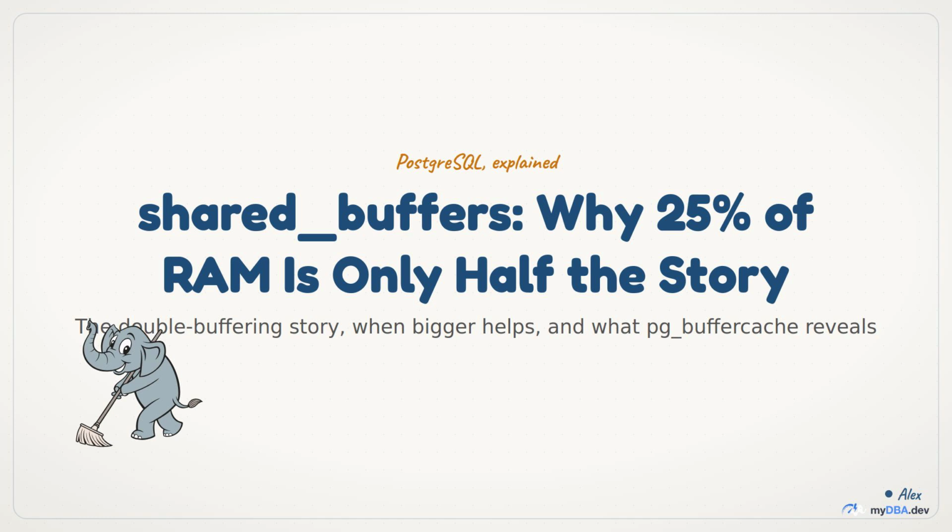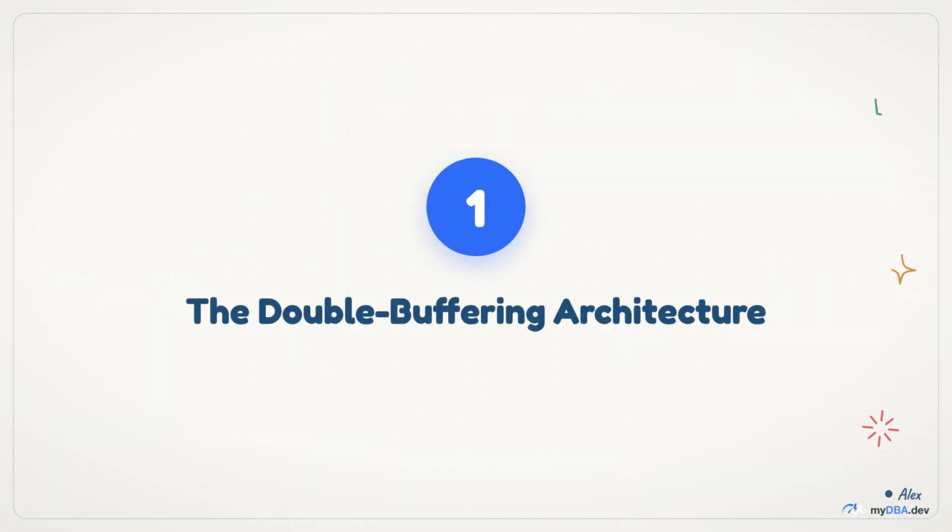Postgres isn't the only thing caching your data. Wait, what else is caching it? The operating system's page cache. Every single read Postgres makes goes through the OS, and the OS keeps its own copy of those blocks in RAM, so you end up with double buffering, the exact same data sitting in both shared buffers and the page cache. That's what's really going on with the 25% rule. Let's talk about how Postgres and the OS actually share the work of caching.